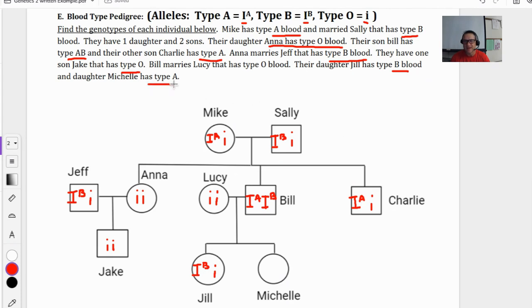And Michelle is type A. So obviously from her dad, Bill, she got the big IA allele. And once again, from the mom, Lucy, she's only got little i's. So Michelle had to have gotten the recessive O allele from her mom, Lucy. All right, so that's how it goes.